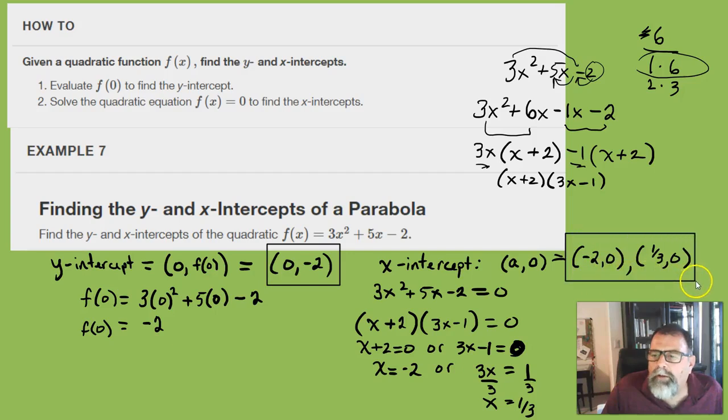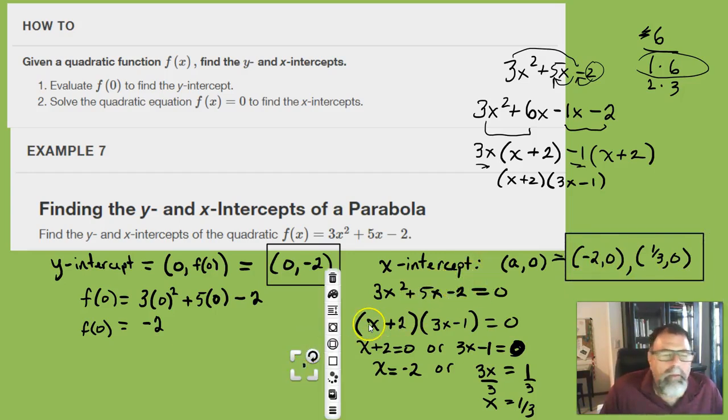So we have one y-intercept. You'll always get one y-intercept. For x-intercepts, you can get up to 2, 0, 1, or 2. Okay.